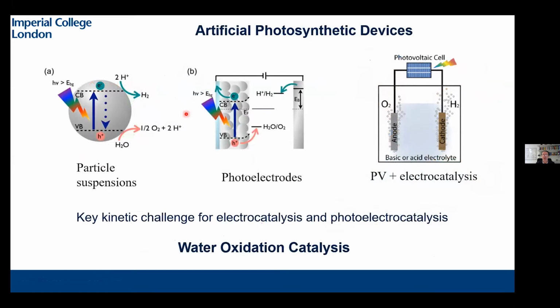What all of these approaches have in common is that they need to take electrons from something in order to reduce protons to hydrogen. And by far the most scalable substrate for taking electrons is water. And the challenge is that the oxidation of water to release molecular oxygen, which you can see here, is kinetically and thermodynamically difficult. And that is the fundamental bottleneck which limits all of these approaches.